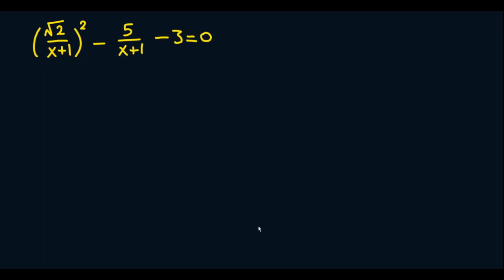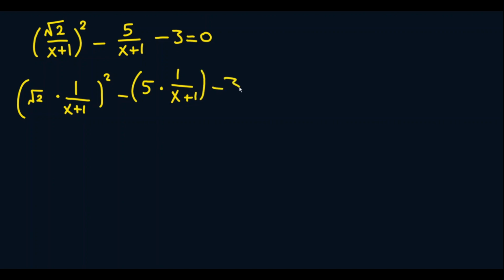If you look at all of the terms, we have a common factor, which is 1 over x plus 1. So we can write root 2 over x plus 1 as root 2 multiplied by 1 over x plus 1, all of this squared, minus 5 multiplied by 1 over x plus 1, minus 3, our constant, equal to 0.